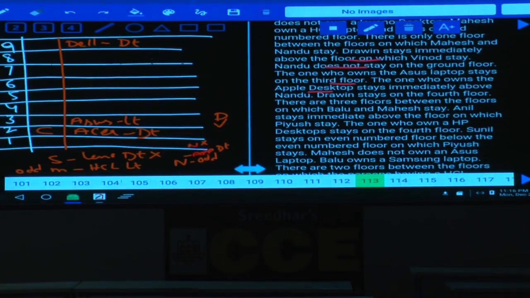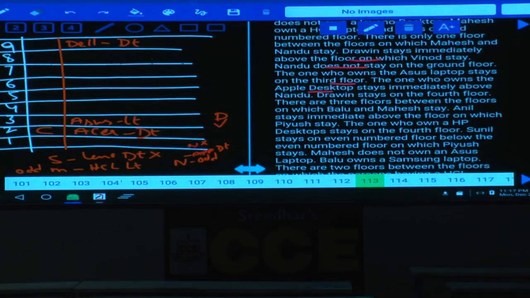Follow? Because Nandu is on an odd number floor, the one who owns the Apple desktop is immediately above this one. Immediately above this odd number floor is an even number floor. Hence Nandu cannot be on the first floor, Nandu cannot be on the 9th floor, isn't it? Hence Nandu must be on 3, 5 or 7 in any order. Done with this? Nandu can be 3, 5 and 7.